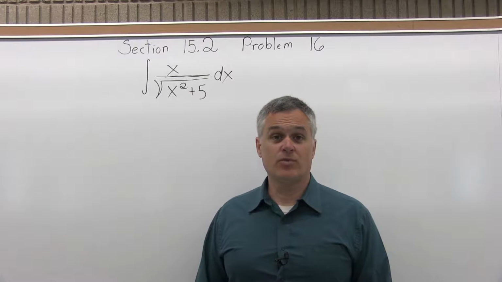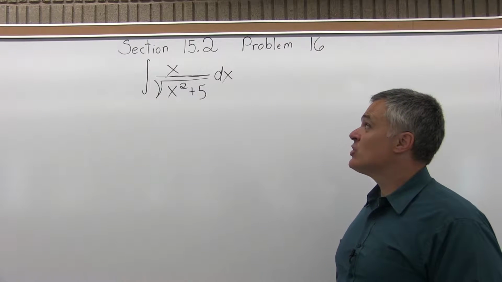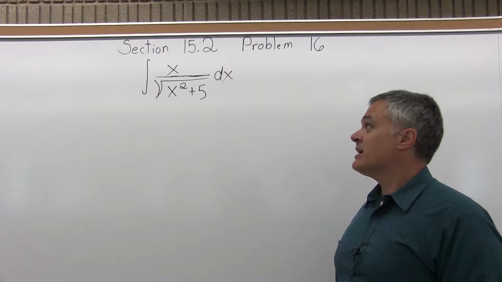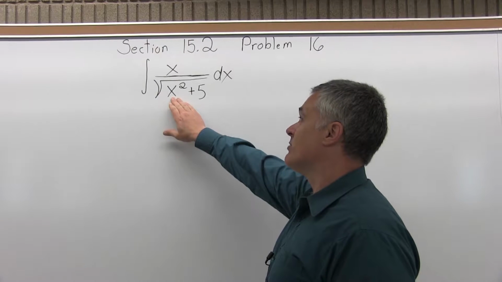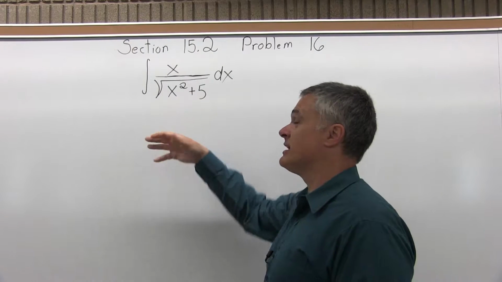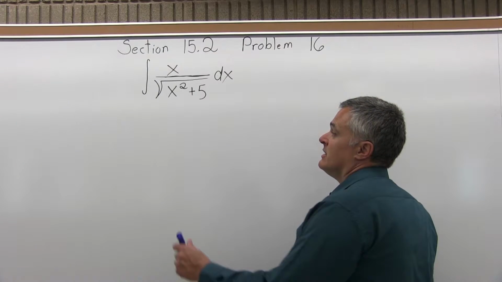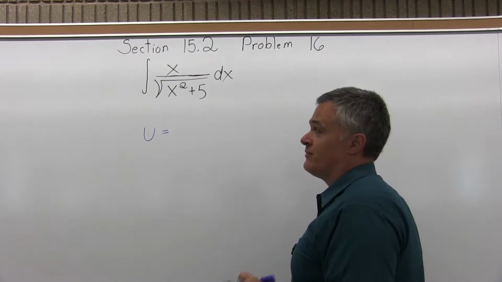This is Section 15.2, problem number 16. We want to take the integral of x over the square root of x squared plus 5 dx. And again, the reason why we can't just go ahead and solve the integral is I have a variable in the denominator, and the only way really to get it out is to use the substitution method, rewrite it as a different integral. So my first step is going to be choose u.